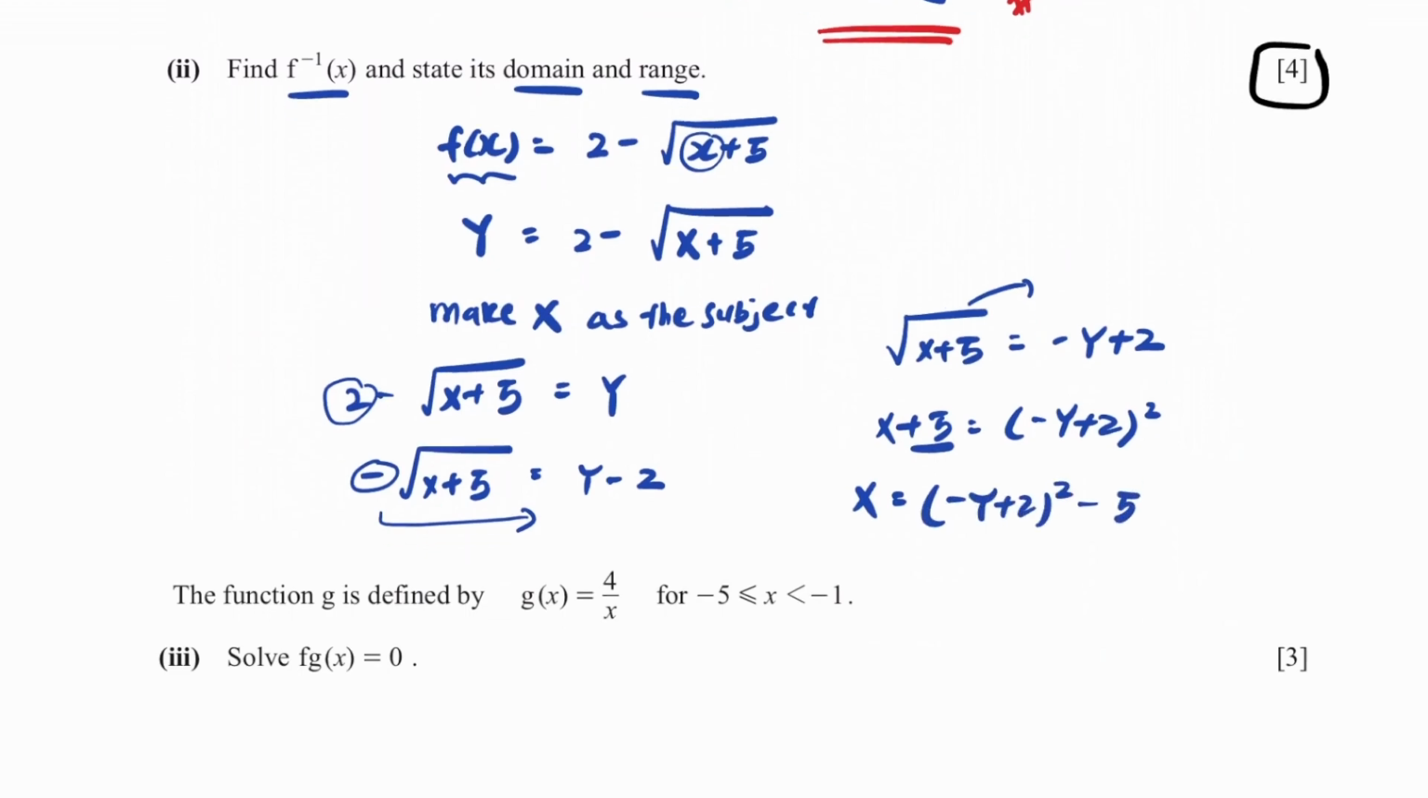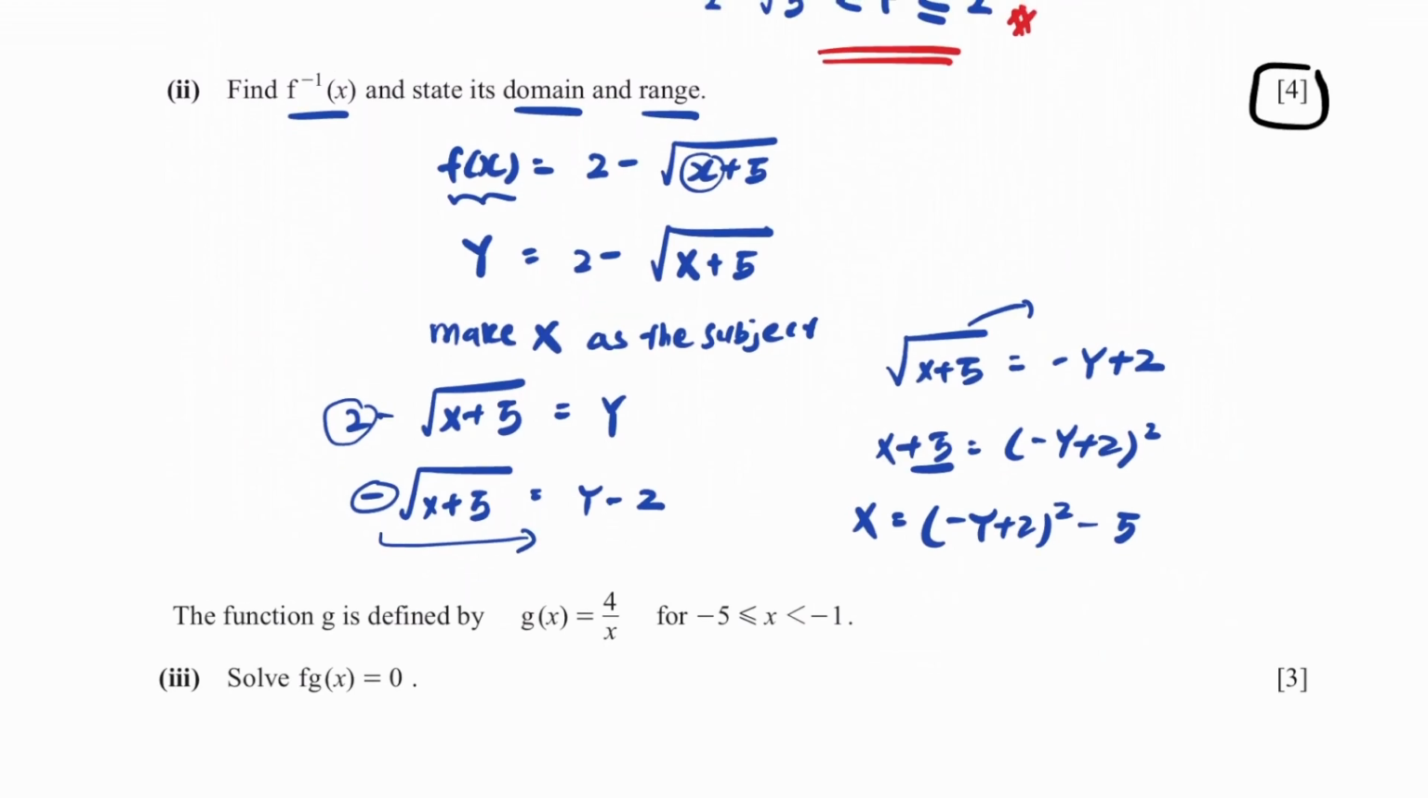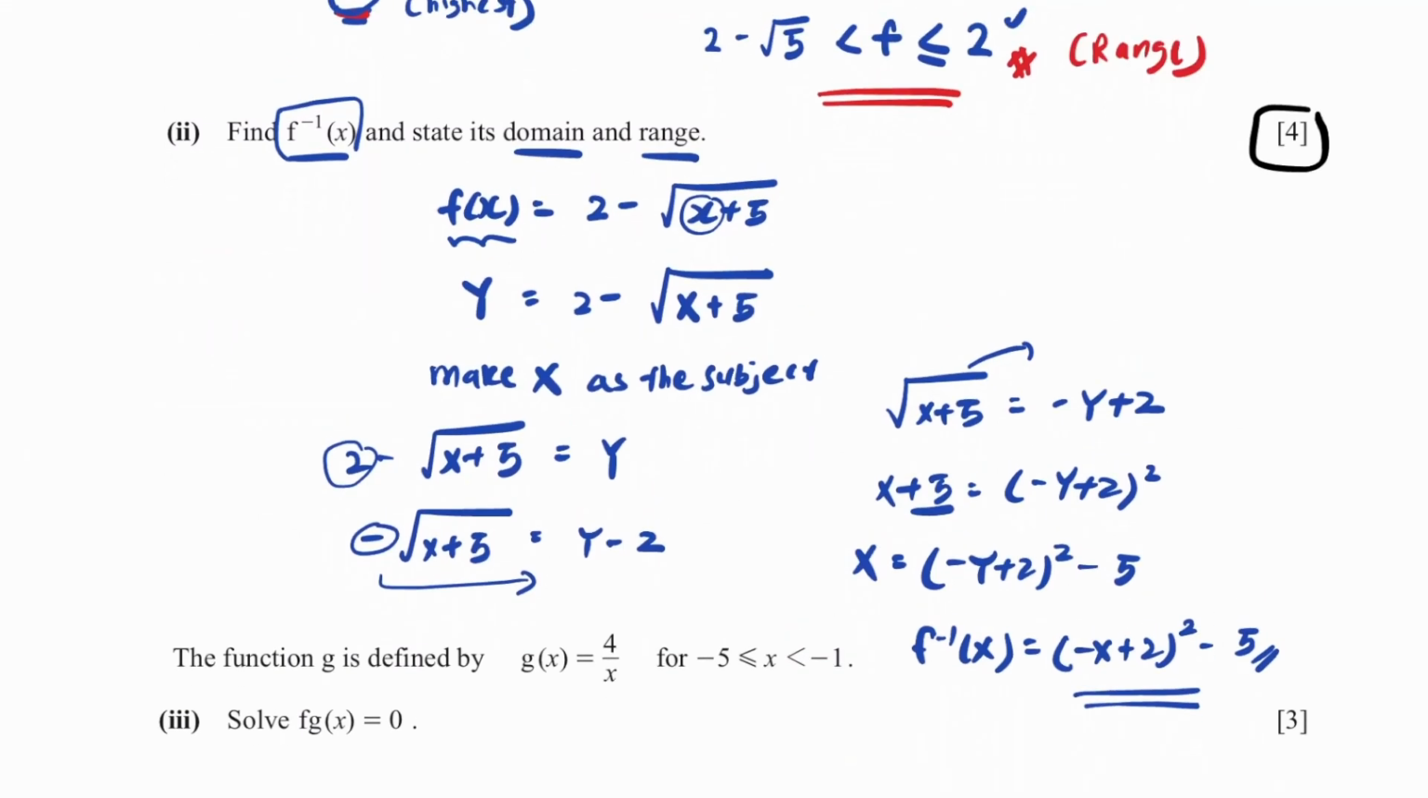So x equals (y minus 2) squared minus 5. Remember, this is the very common mistake made by students. They just leave it like this, but in truth you have to switch it back from x to f inverse. So change this to f inverse of x equals (x minus 2) squared minus 5. This should be your final answer.